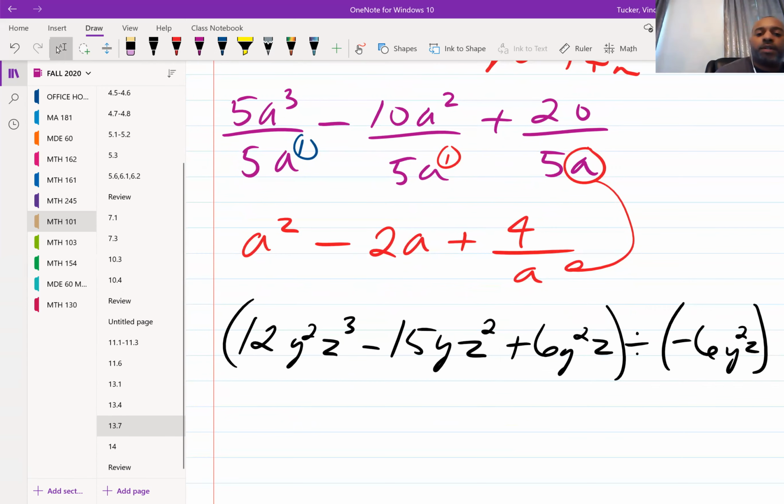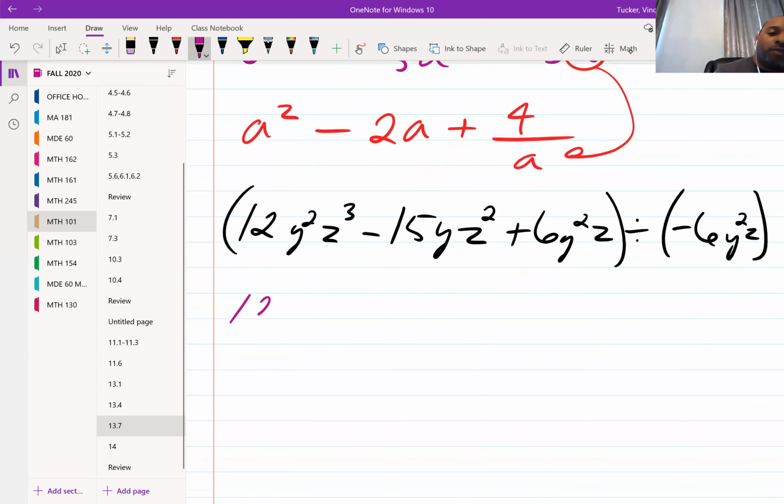All right, trying another one. We have 12y squared z cubed minus 15y z squared plus 6y squared z divided by negative 6y squared z. So once again, we're dividing by a single term. Negative 6y squared z is just one term. And if we wanted to, we could rewrite this with the negative 6y squared z under each.